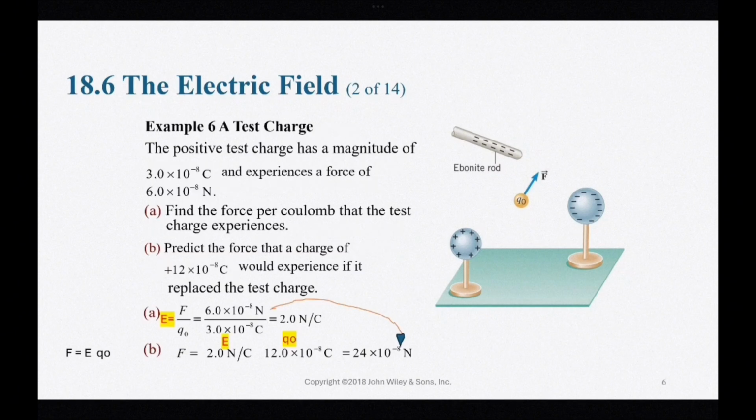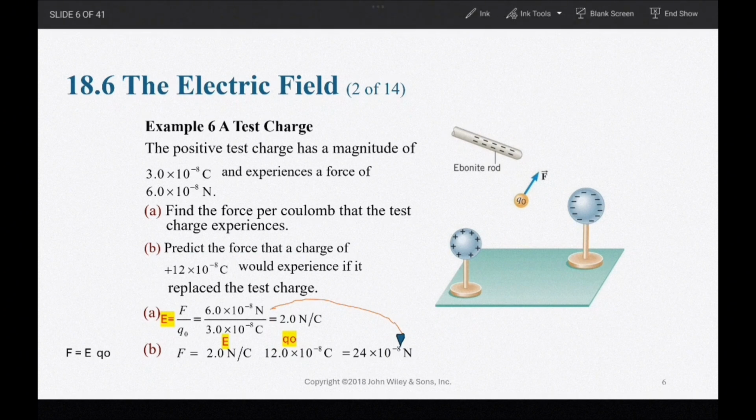For example, the positive test charge has a magnitude of 3 times 10 to the power of negative 8 coulomb and experiences a force of 6 times 10 to the power of negative 8 newton. As you can observe here, we have the positive test charge, 3 times 10 to the power of negative 8 coulomb, and we also have a force of 6 times 10 to the power of negative 8 newton.